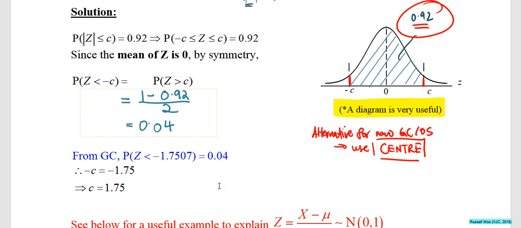Okay? That means you see, minus 1.75 to 1.75. But immediately you can jump straight from here to 1.75. Okay, for those of us who have the new GC.